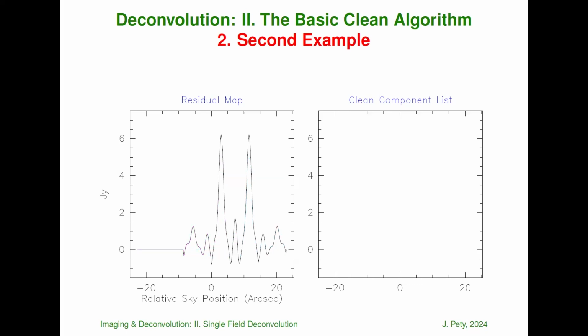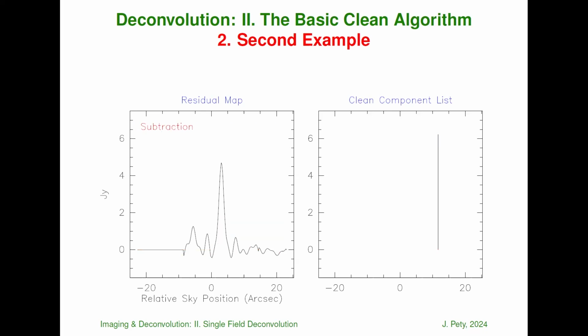But we will do exactly the same as before. We start with the residual map and the clean component list that is empty, and we localize the maximum. I found one point source at this position, slightly more than 6 Jansky. So you see that the source we have just found is slightly brighter than the actual one. We subtract from the residual map the contribution of this source: we multiply the flux of this source by the dirty beam shape and subtract.